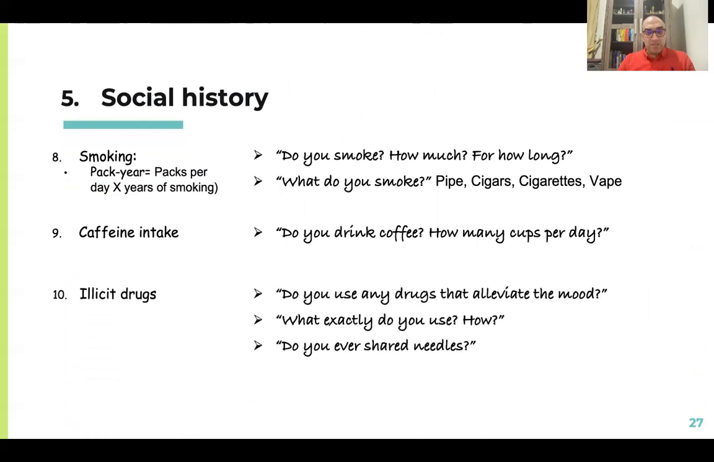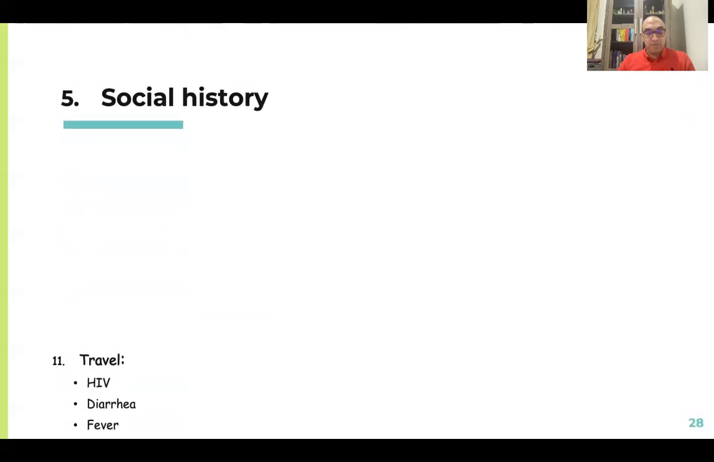For illicit drugs, you need to ask, do you use any drugs that alleviate the mood? What exactly do you use and how? And do you ever share needles?